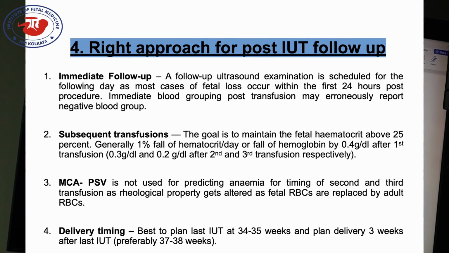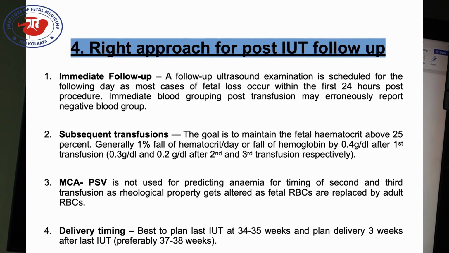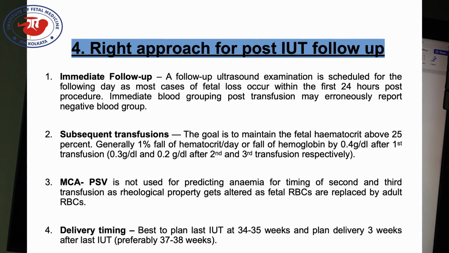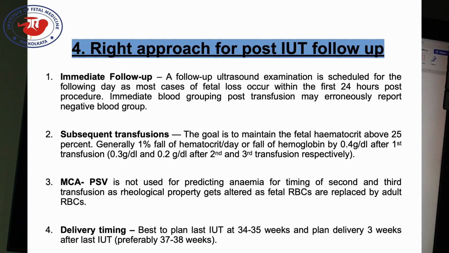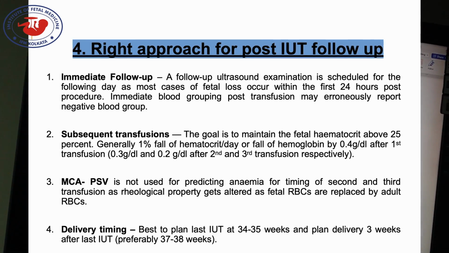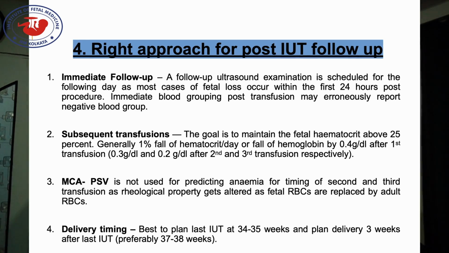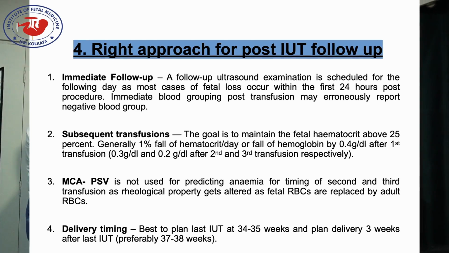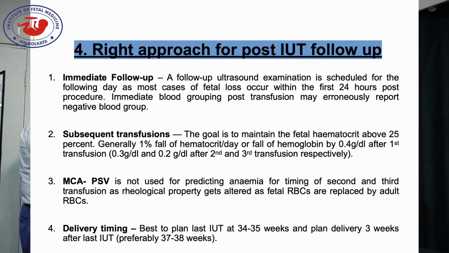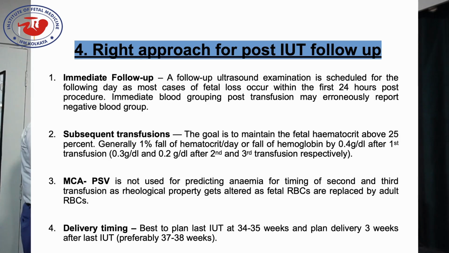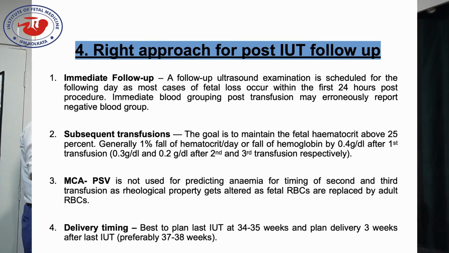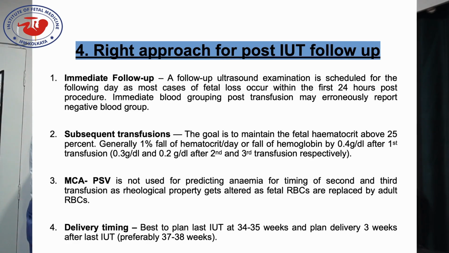But after second and third transfusion, it is more rapid, 0.3 and 0.2 gram per deciliter after second and third. So for simplicity, for the first transfusion you take 0.4 gram per deciliter, and in terms of hematocrit, 1%. So 1% fall. Now you have to calculate accordingly, say your closing hematocrit is 50%. So 1% per day it starts dropping, and then at what point of time you want to do the top-up transfusion, accordingly you have to plan that.